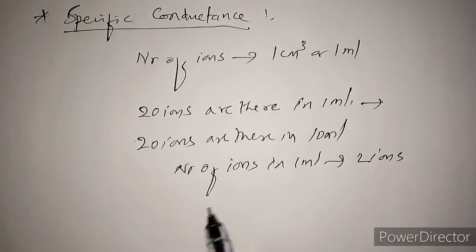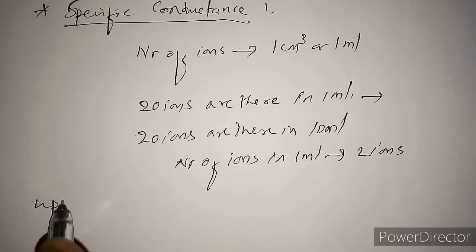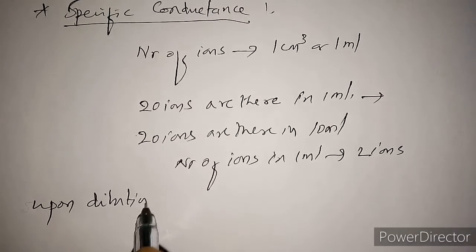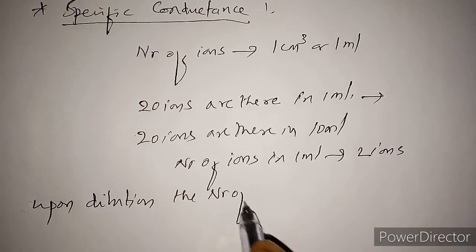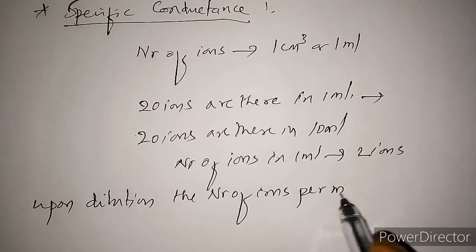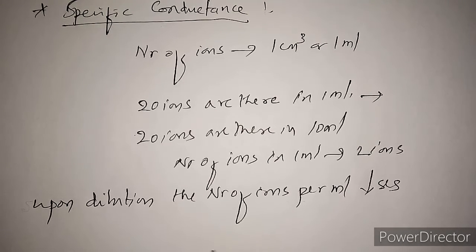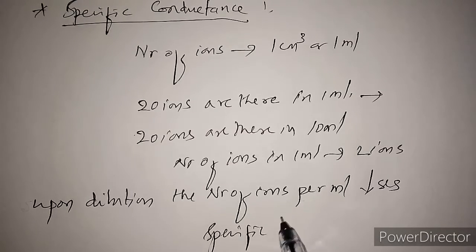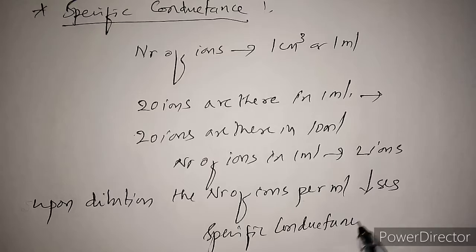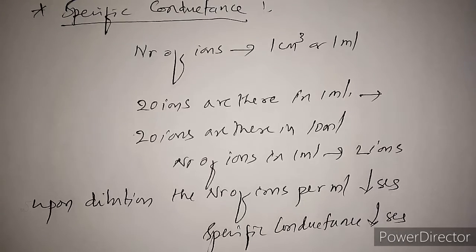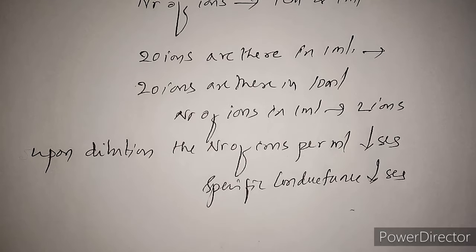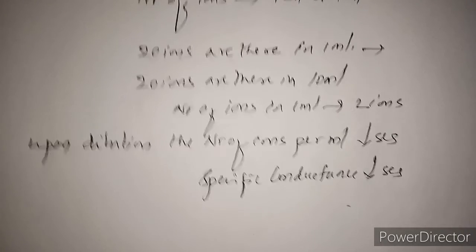The number of ions is decreased per ml. So upon dilution, the number of ions per ml decreases. The number of ions per ml is the specific conductance, so if the number of ions per ml decreases, the specific conductance obviously decreases. The conclusion is that upon dilution the specific conductance decreases, because the number of ions per ml decreases.